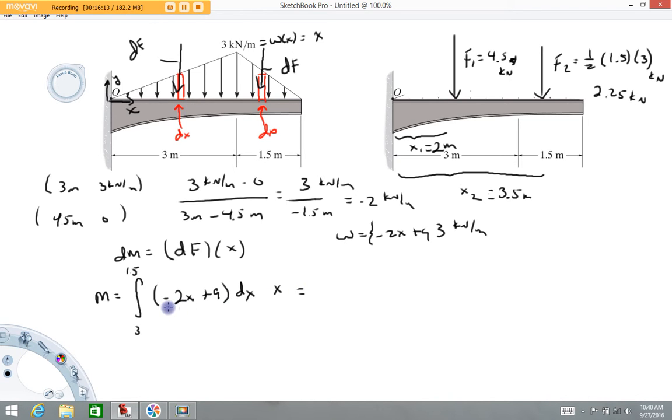And now what I'm going to do here is just see if I can get this integrated. All right, so this term right here is minus 2x squared. That's going to integrate to minus 2x to the third over 3. This term is 9x. That's going to integrate to 9x squared over 2. Evaluate at the following limits, 3 and 1.5. Oops, I'm sorry. Should have been 3 and 4.5.